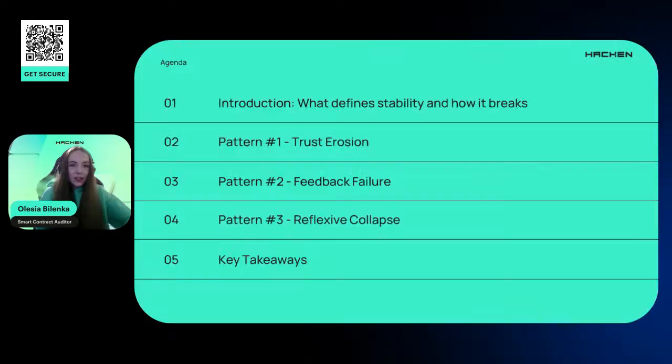And here is our agenda for today. We will firstly go through the introduction. We will define what stability actually is and how it may fail. Then we will go through 3 repeating failure patterns: trust erosion, feedback failure, and reflexive collapse. And we will wrap up with practical takeaways for both developers and auditors.